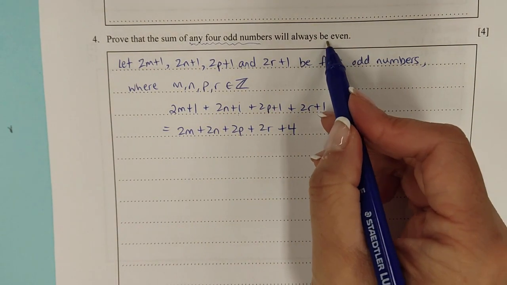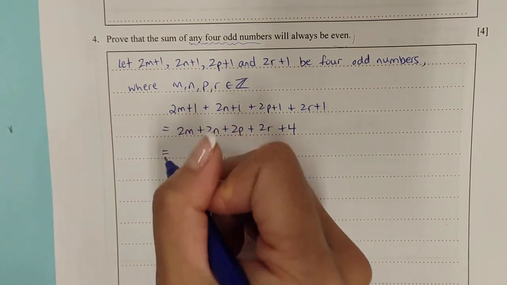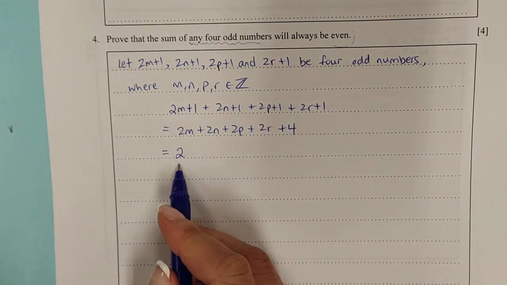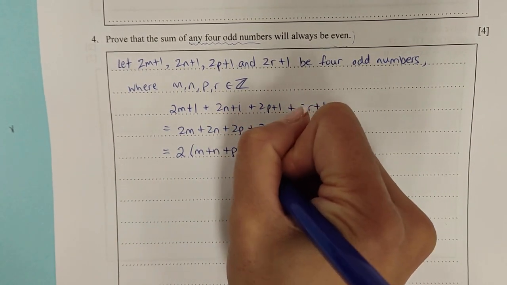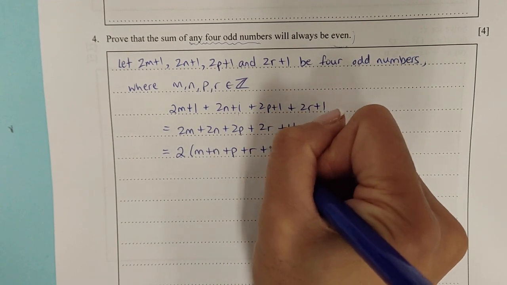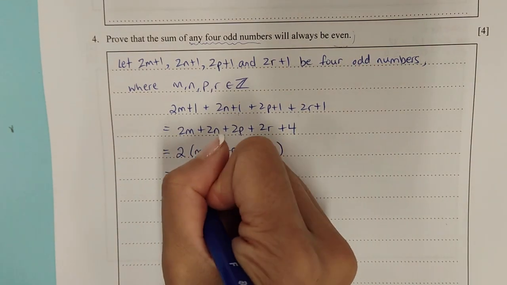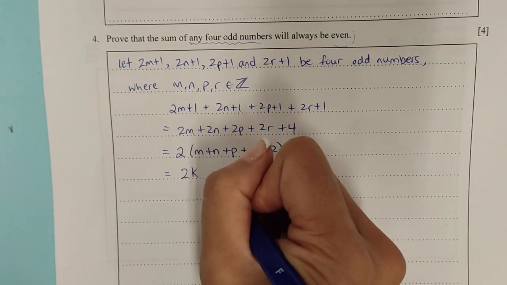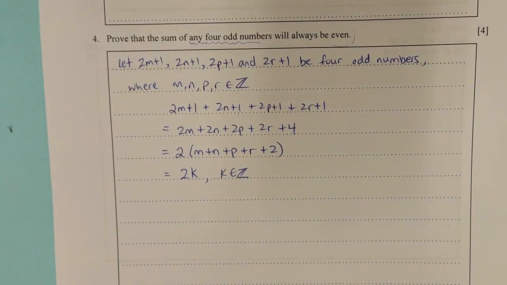And since I want to prove that the result is even, it means I need to take out a factor of 2. And I can do that. When I remove a factor of 2, I am left with m plus n plus p plus r plus 2. I can rewrite this as 2k, where k is also an element of integers.